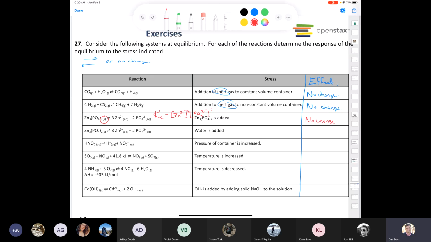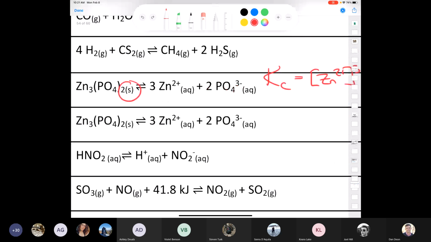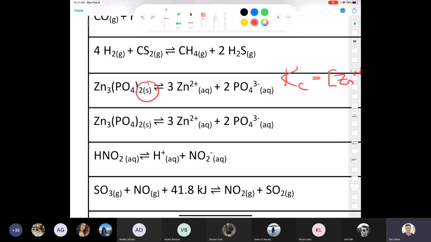No, there's going to be a change. We went over an example like this today. Yeah, I understand that water is a pure liquid. I totally get that. There, does that help? What's going to happen if we add water?